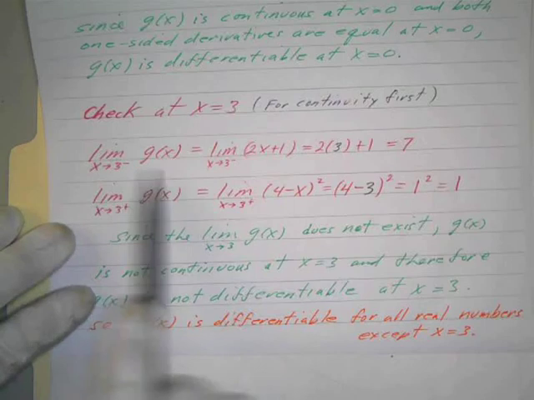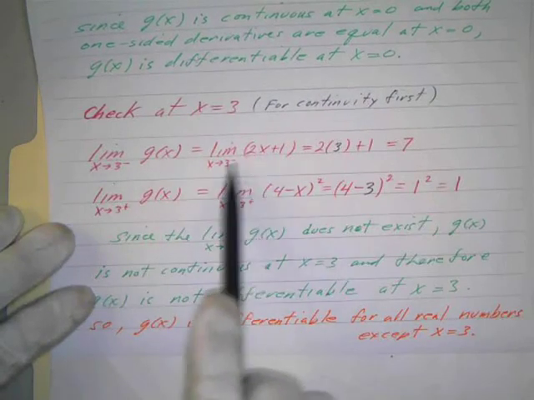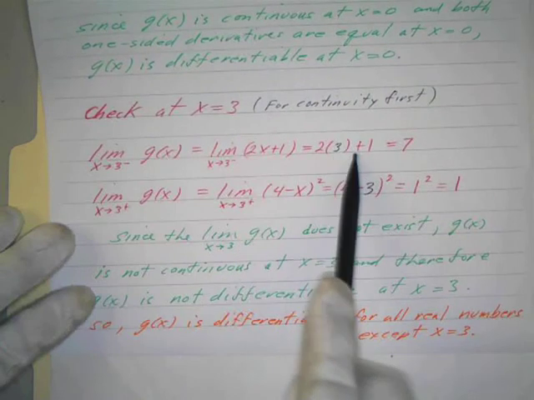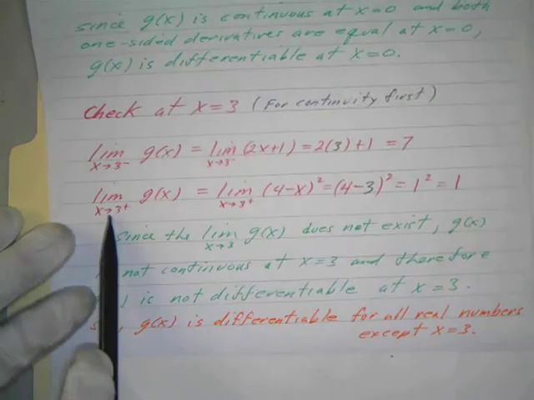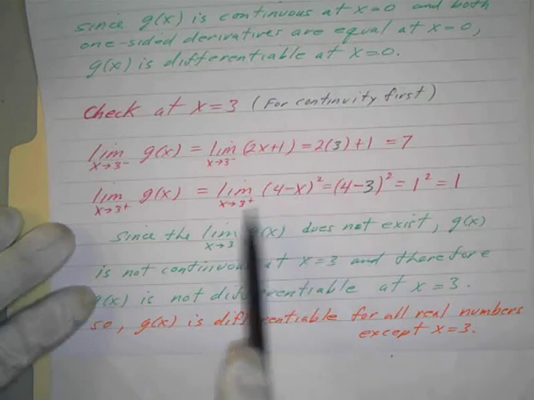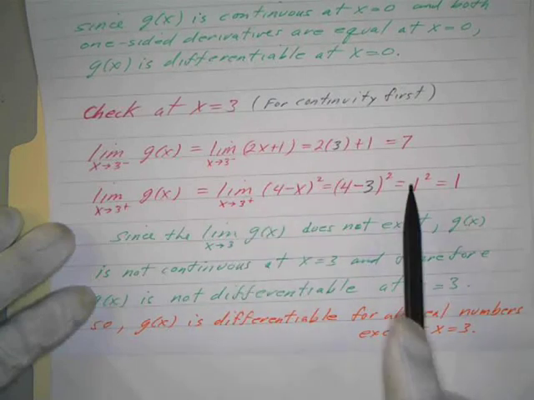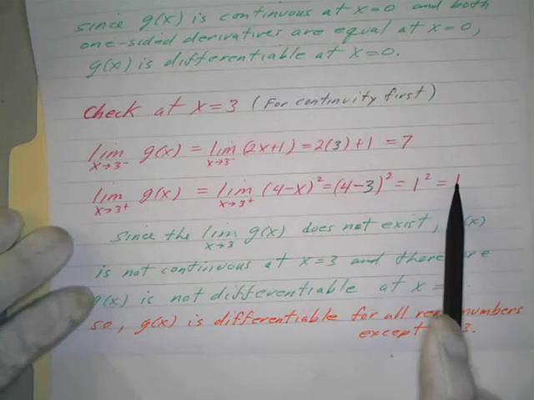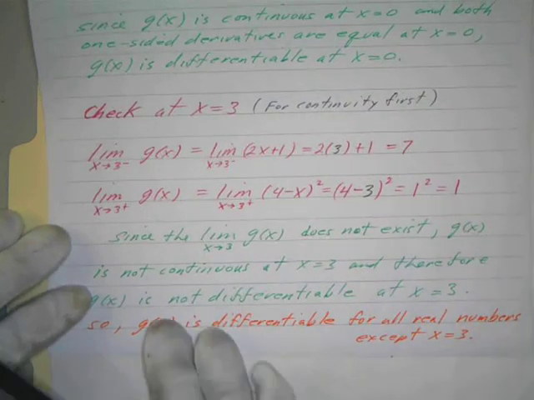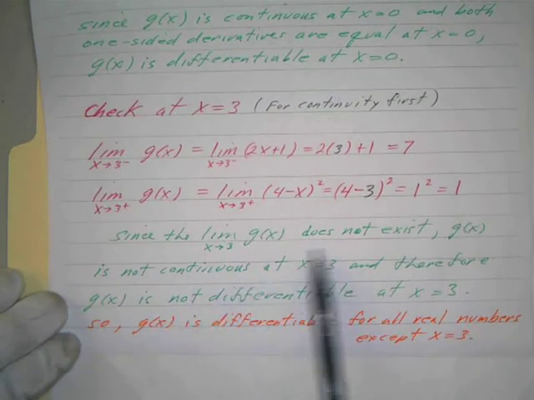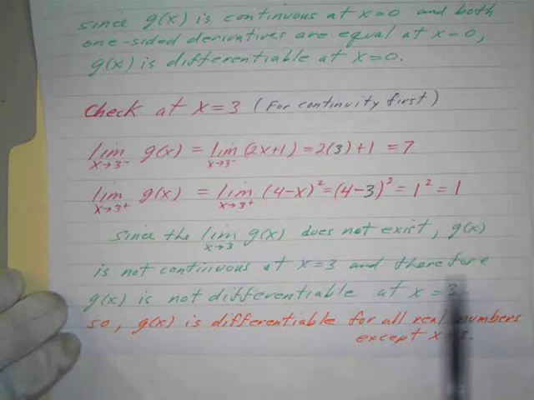So if we look over here, it's going to be this function when x is approaching 3 from the left, 2x plus 1. And if I put 3 in here, I get 2 times 3 plus 1 is 7. But as it approaches 3 from the right, I'm using this other function, 4 minus x squared, and 4 minus 3 squared is 1 squared, which is 1. So the left limit doesn't equal the right limit, so the limit there doesn't exist, so I don't have to worry about what the function is there, it's just not continuous. So since the limit does not exist, g of x is not continuous, and therefore g of x is not differentiable at x equals 3.